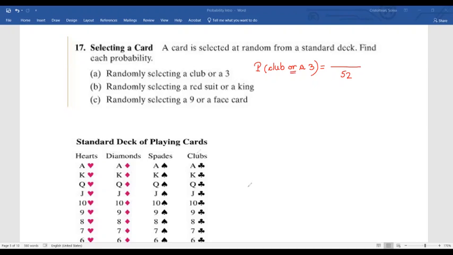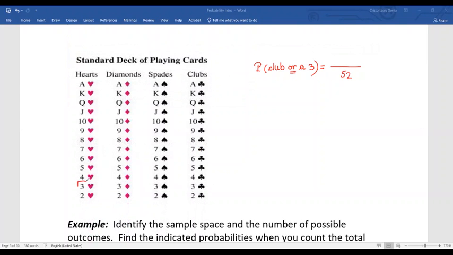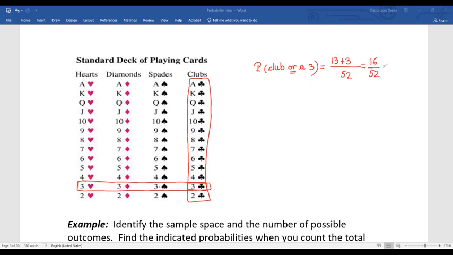I'm looking at clubs. Right here we have clubs, right? Clubs, 13. And how many of these will be 3s? Right here I have these 3s. Right here I have all clubs. So how many total? Well, I have the 13. And because I already counted this 3 in the 13, because this is overlapping, I'll just simply add only these 3 more. So the answer will be 16 divided by 52, which is 4 out of 13.